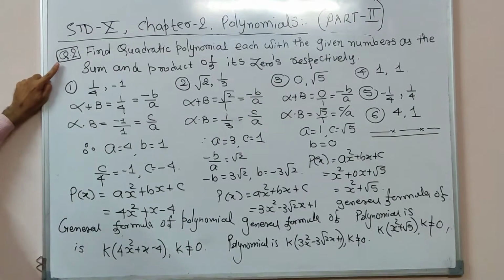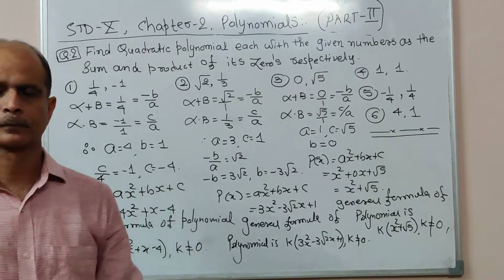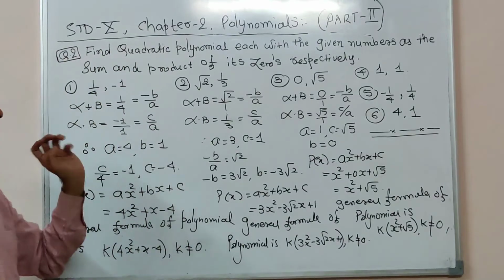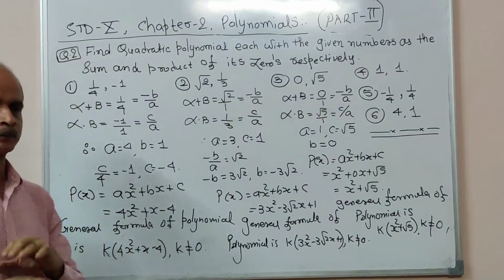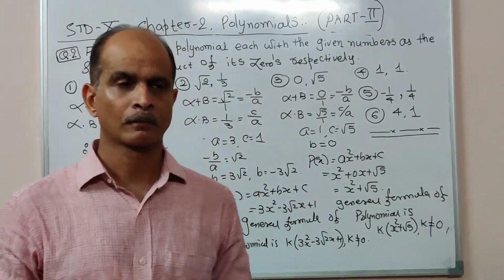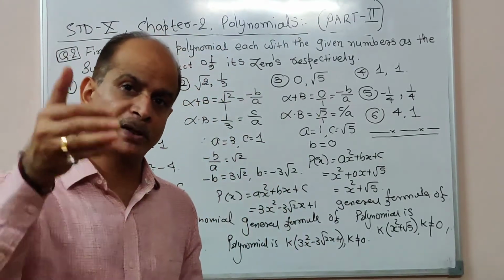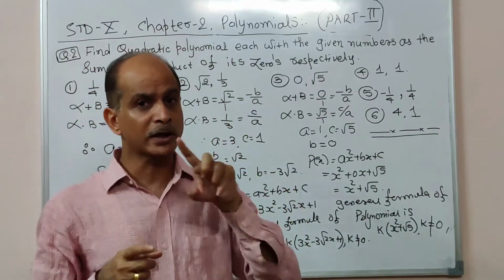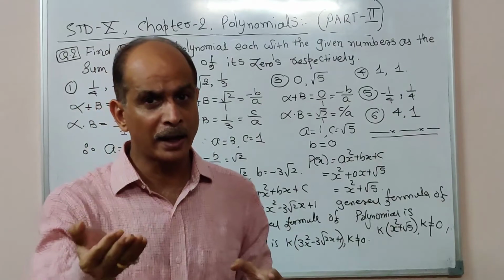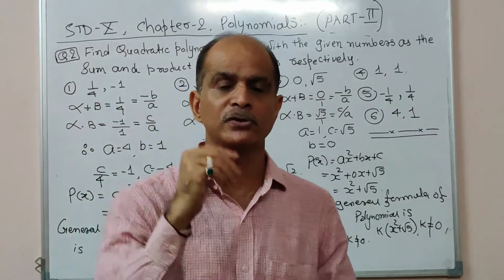We have completed question number 1 of exercise 2.2. Now let me start example number 2 of exercise number 2.2. You know, in the first example of exercise 2.1, what is given to you? The quadratic polynomial is given to you, and your question was to find the zeros and then verify the relationship between zeros and coefficients.